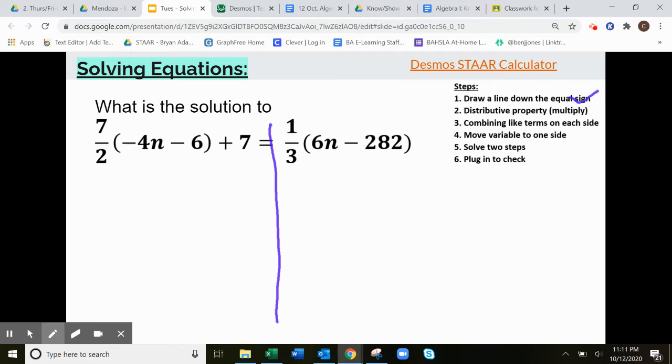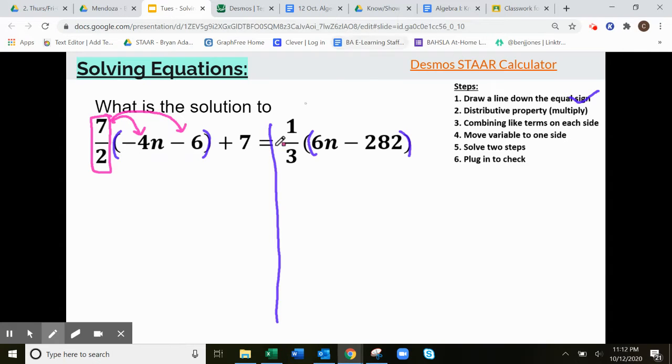All right, so check. Step number 2 is we're going to do the distributive property. We do the distributive property when we have multiplication, and multiplication is normally represented by parentheses, in which we do have twice. Okay, so we're going to take each of those a step at a time. So we have 7 over 2, that's outside the parentheses, so we are going to multiply that over to the negative 4 and to the negative 6.